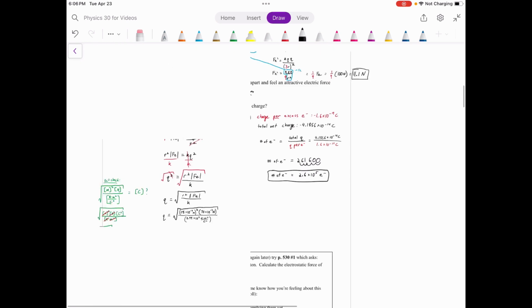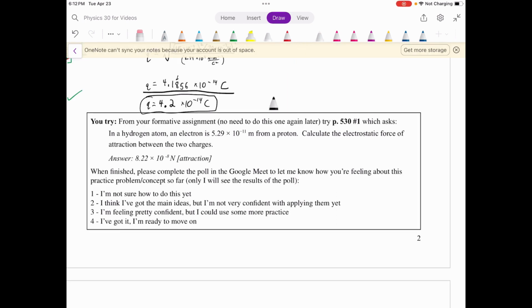And there we go. All right, so go ahead and give this one a try, right? You're told that in a hydrogen atom, an electron is this far from a proton. Okay, so you know on your formula sheet, you can get the charge of each of those. You have how far away they are, right? And you also have Coulomb's constant on your formula sheet. So it wants you to use that information to calculate the electrostatic force of attraction between the two charges.